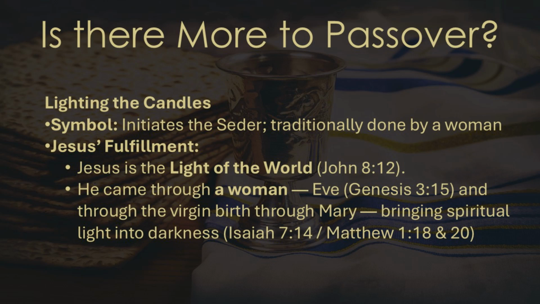Through Mary. That's the biggest deal. He had no earthly father. He had an adoptive stepfather, but he came through Mary, according to Isaiah 7:14 and Matthew 1:18 and 20. Isaiah 7:14 was the prophecy of this happening, where it said, "A virgin will conceive and give birth to a son, and they will call him Emmanuel," which means God with us.